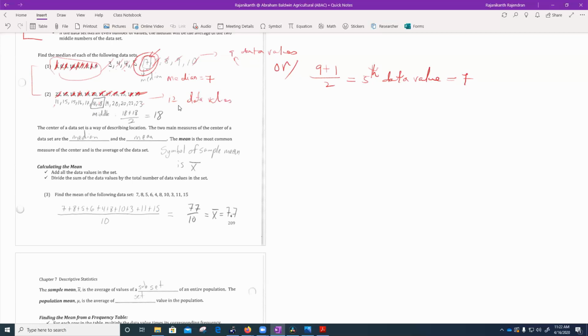So if you strike off from both ends, you see now I have two middle numbers. Therefore, the median is the average of those two. Average means you have to add them and divide by 2. If you want to use the calculator, put the parentheses. 18 plus 18 over 2 is 18. Therefore, median for this problem is 18.